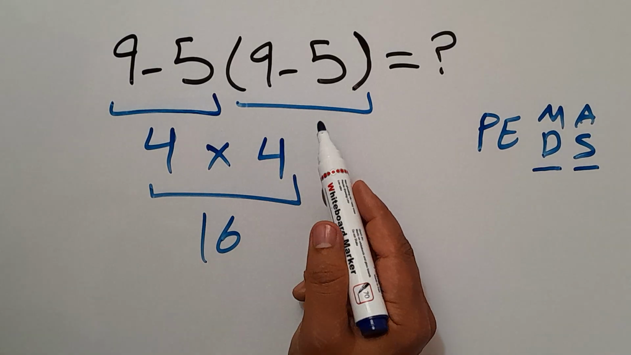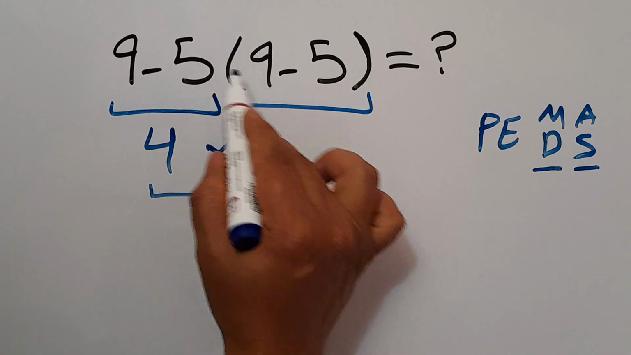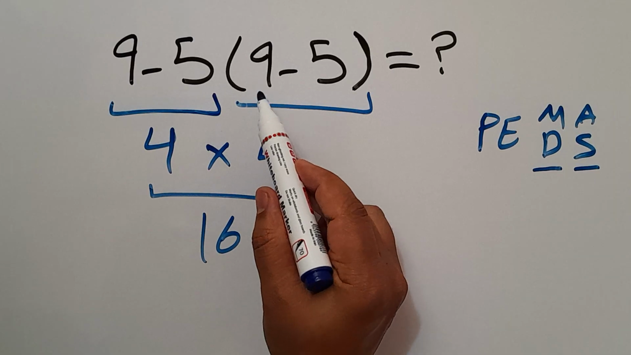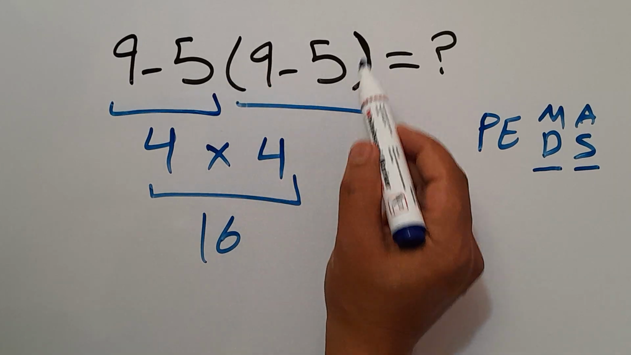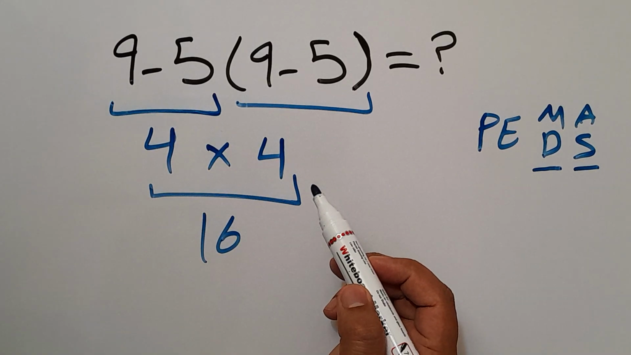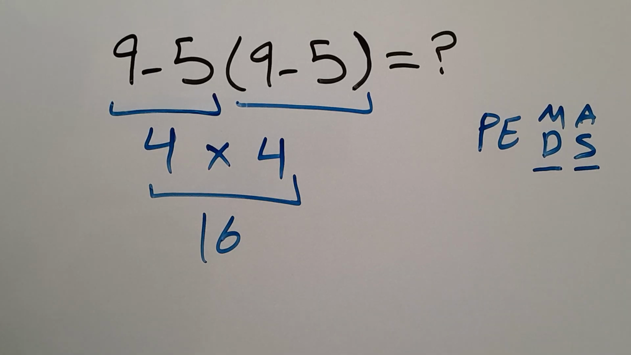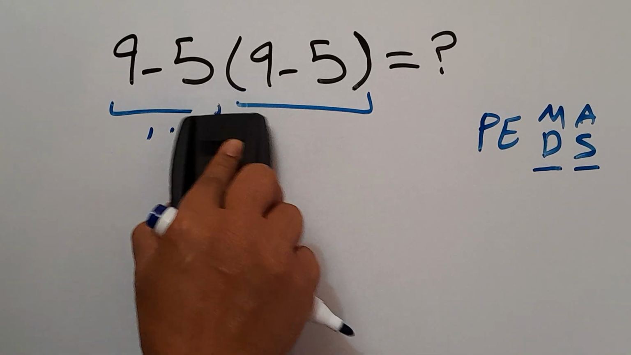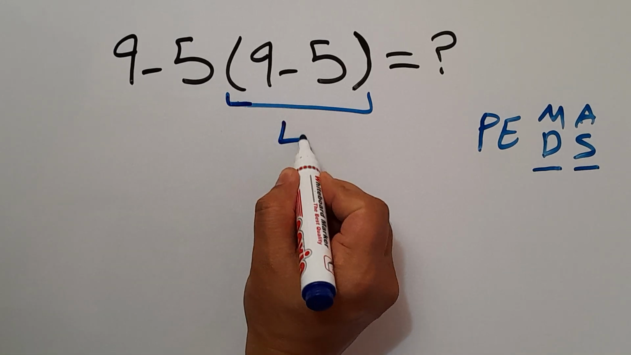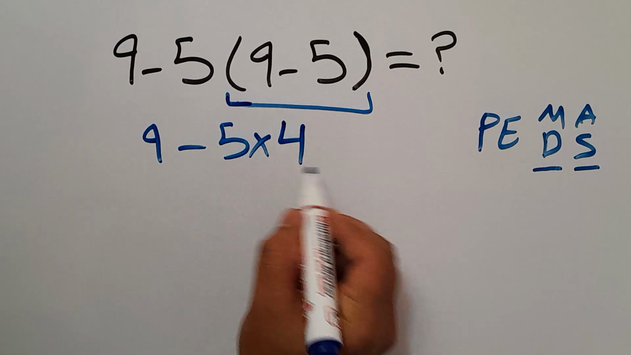So here, in this expression, we have one subtraction, one multiplication, and one parentheses. According to PEMDAS, we need to calculate parentheses before multiplication and subtraction. So 9 minus 5 gives us 4. So we have 9 minus 4, then times 5.